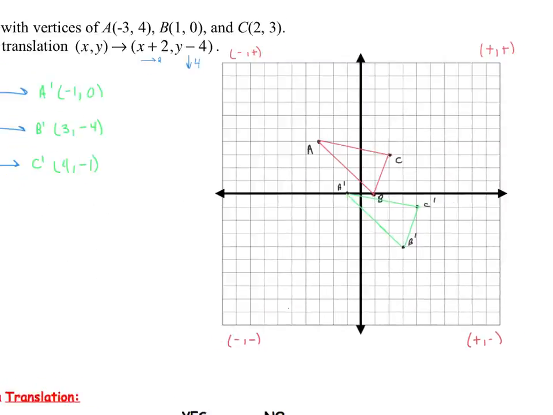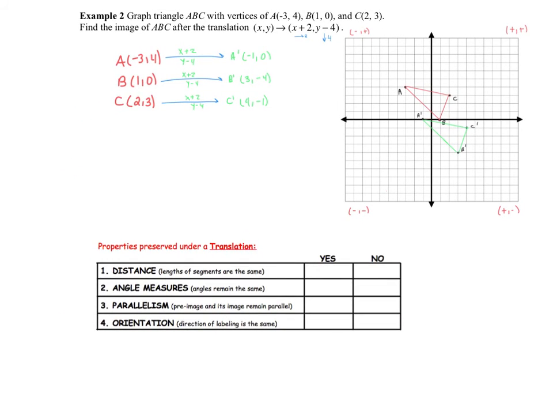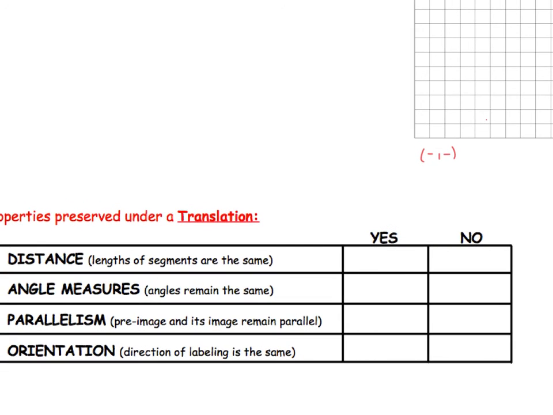So now we're almost done. We now need to just look at the properties preserved under translation. Well, we know that our distance is preserved because we're not really multiplying or dividing, we're just adding and subtracting. So my side lengths will always be congruent. My angle measures are also always going to be congruent. Parallelism. My pre-image and its image will remain parallel.